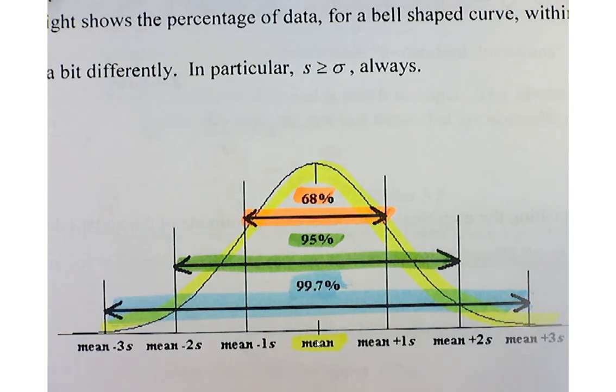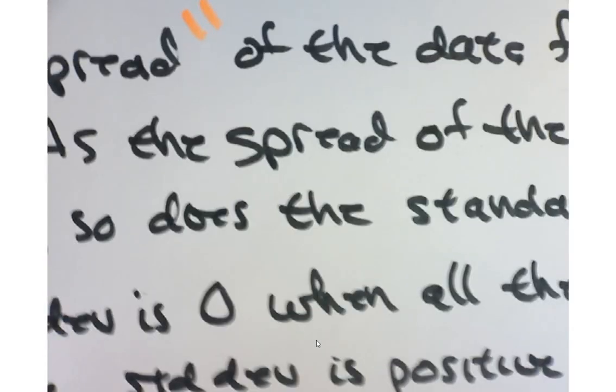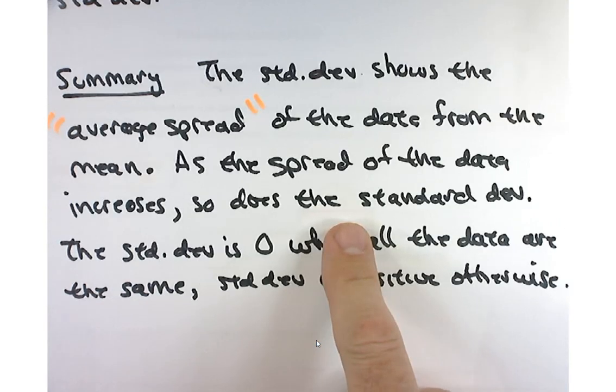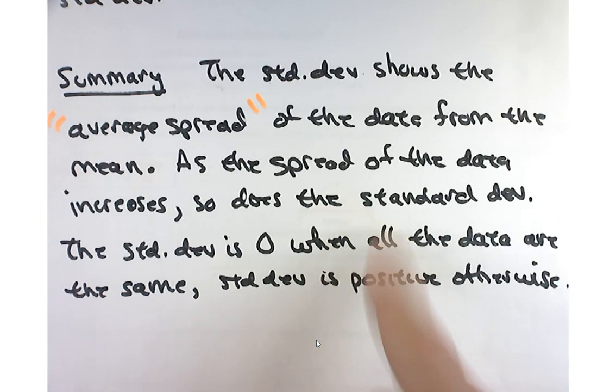Spread increases, the deviation increases more. Yes. As you increase the spread, so does the standard deviation. It's accompanied by an increase in the standard deviation. Standard deviation is at least 0 and is more likely than not to be positive. The only time it's 0 is if all the data is the same. Nice, nice.